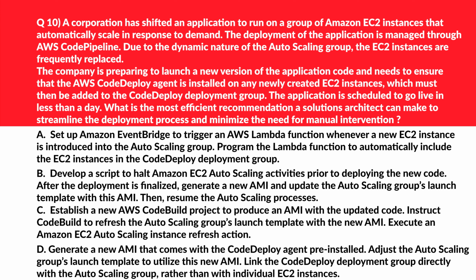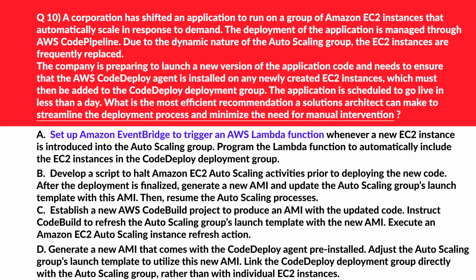Alrighty, let's look at this question. We'll first look at option A. Option A is set up Amazon EventBridge to trigger an AWS Lambda function. Configuring Amazon EventBridge to invoke an AWS Lambda function adds complexity and requires additional steps to manage the Lambda function and its permissions. Therefore, incorrect choice. We'll move to option B.